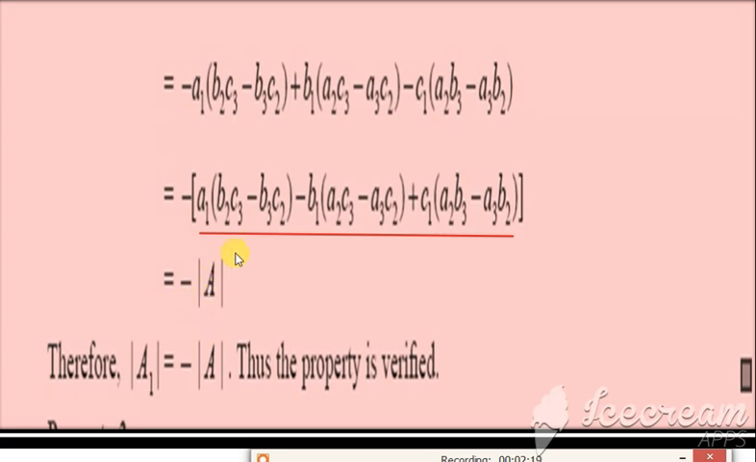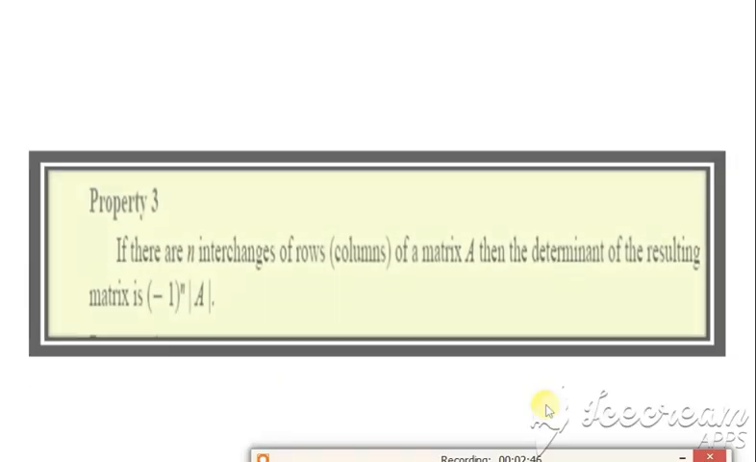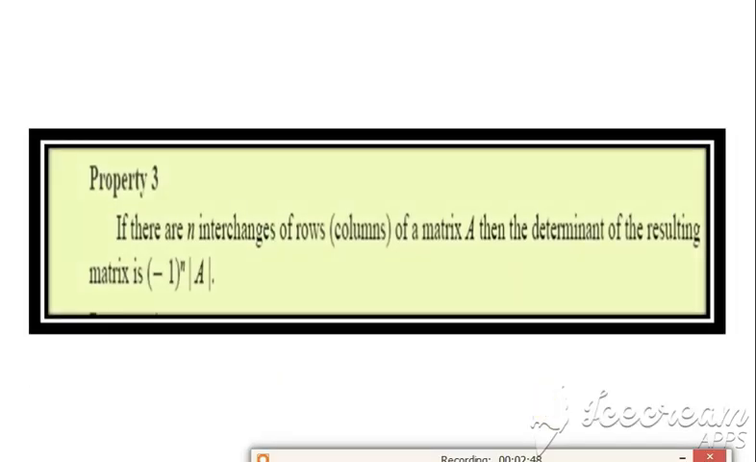So only the sign changes. If you interchange any two rows or two columns, the value is not altered, only the sign changes. That is property number 2. So determinant of A1 is equal to minus determinant of A. So it is clear. The second property says if any two rows or two columns are interchanged, the value is not altered, only the sign changes.